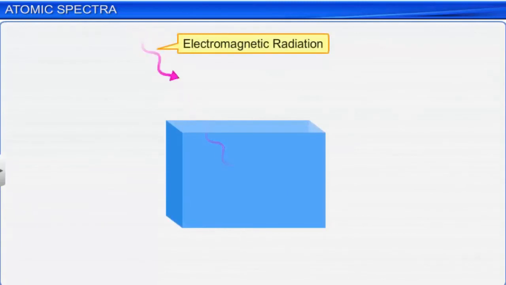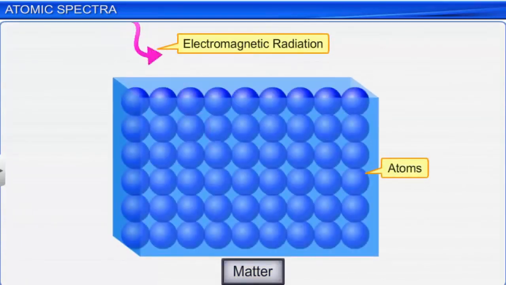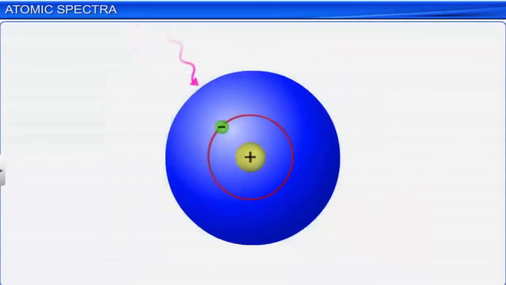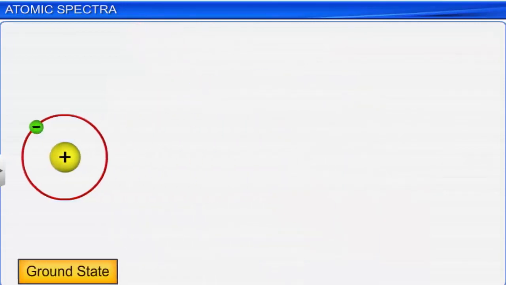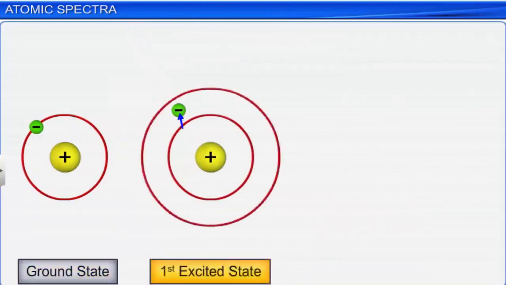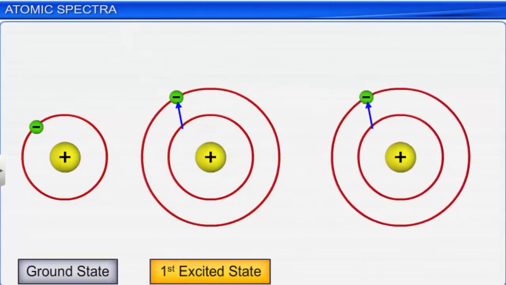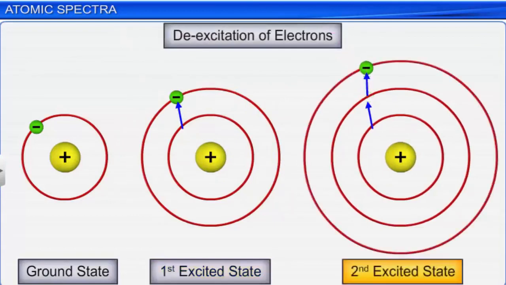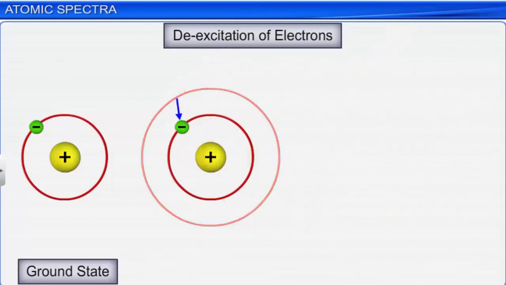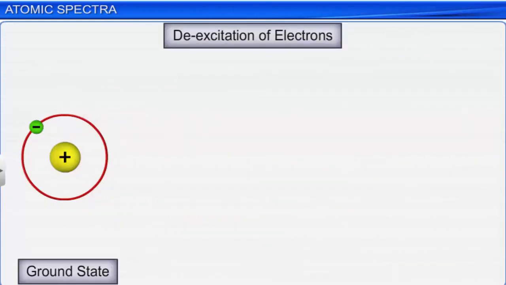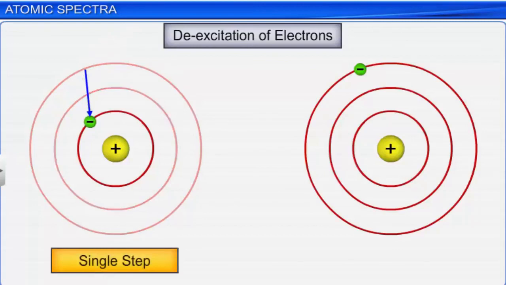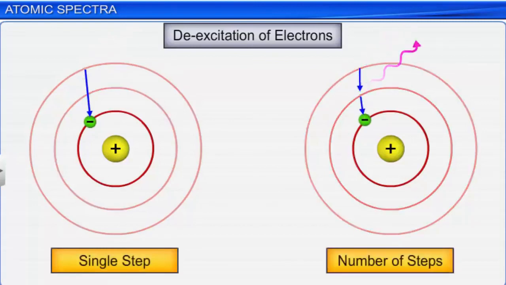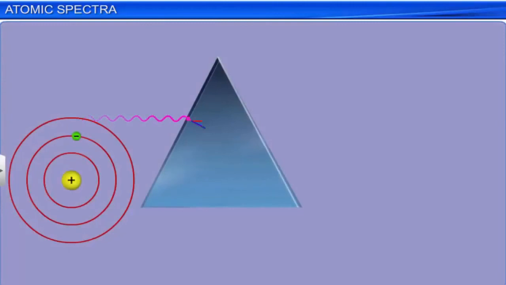When electromagnetic radiation interacts with matter, atoms and molecules absorb some part of radiation and go to a higher, unstable energy state called excited state. As the atoms are unstable in their excited states, they tend to revert to their original state, called the ground state, by emitting the same amount of energy that they had absorbed earlier. This energy can be emitted in a single step or in a number of steps. Depending on the amount of energy emitted, a radiation of particular wavelength is obtained.